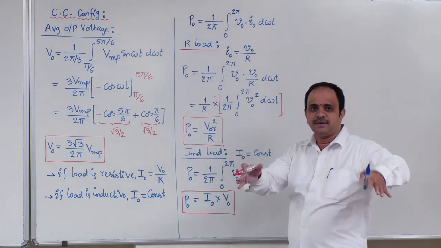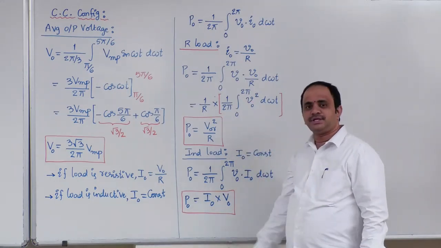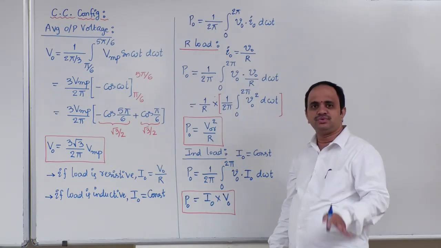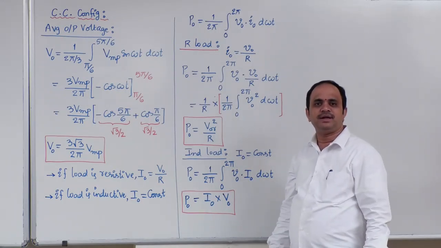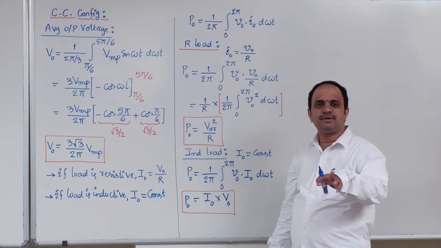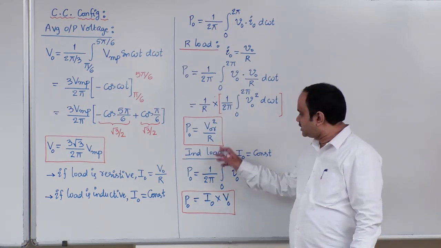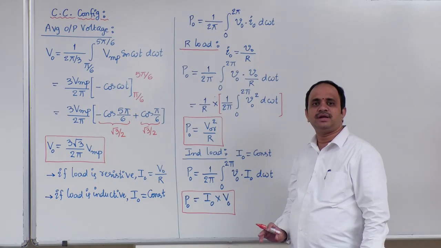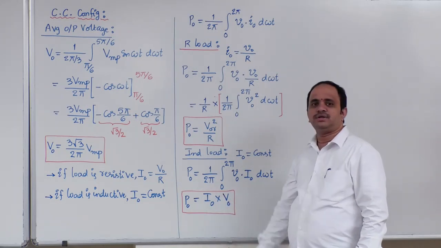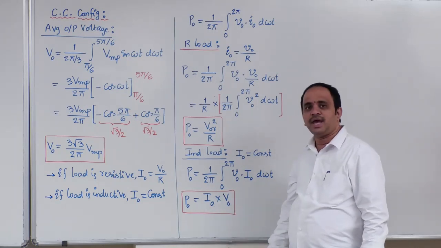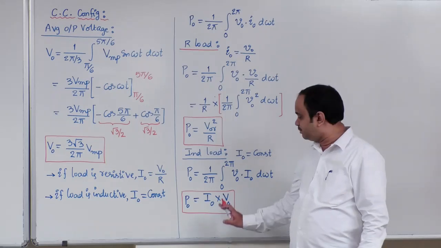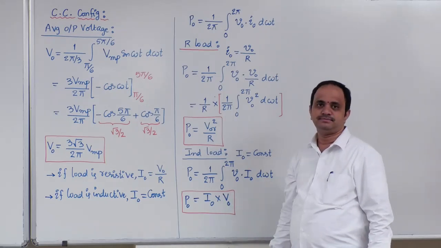This is the main reason, if you recollect in our rectifiers chapter at the beginning, voltage to float, currents to float, in the table I mentioned that for resistive load output power can be calculated with V_OR square by R, and for constant current load we should calculate with V naught into I naught. Both of these are average values. That is the basic fundamental reason.